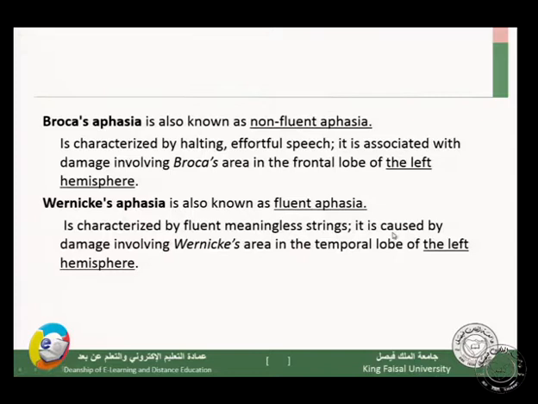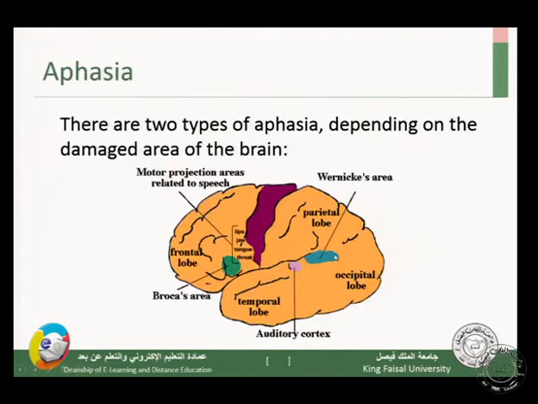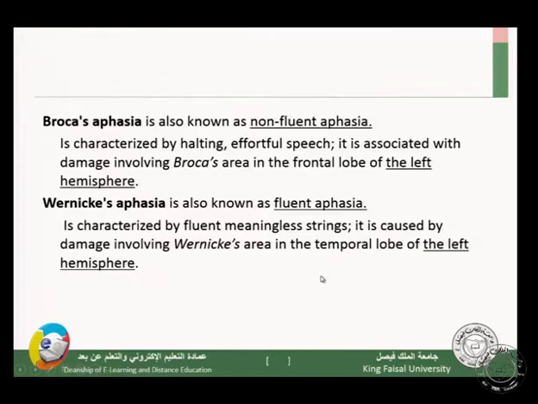And this type of aphasia is caused by damage in Wernicke's area, which is in the temporal lobe, which is in the back of the brain, in the back side of the left side of the brain.